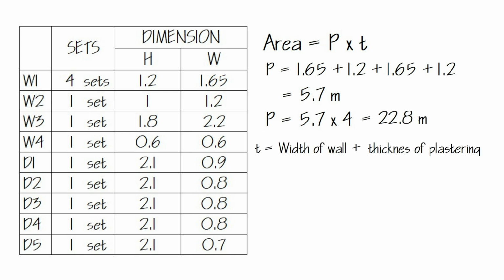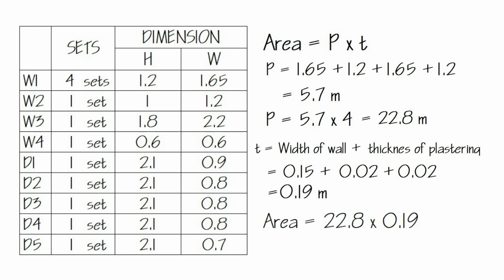So, yung thickness, since 6 inches or 0.15 meter, yung ginamit nating kapal ng CHB, so, 0.15 plus thickness ng palitada. So, let's say 20 millimeters kabilaan. So, 0.15 plus 0.02 plus 0.02. And that is equal to 0.19 meter. So, area, that is equal to 22.8 meters na perimeter. Multiply natin sa thickness, that is equal to 0.19. And that is equal to 4.33 square meters.